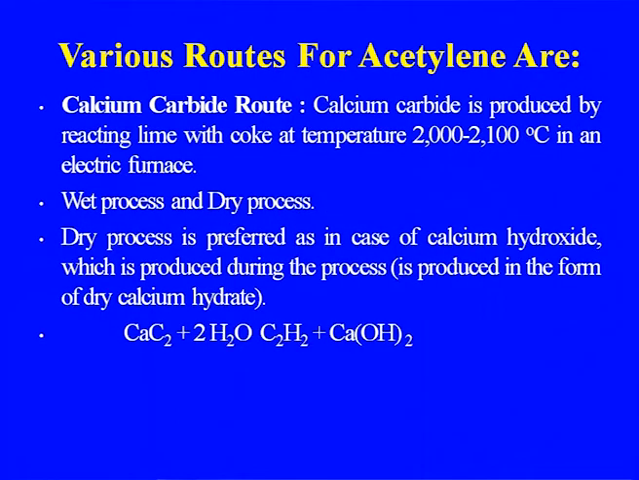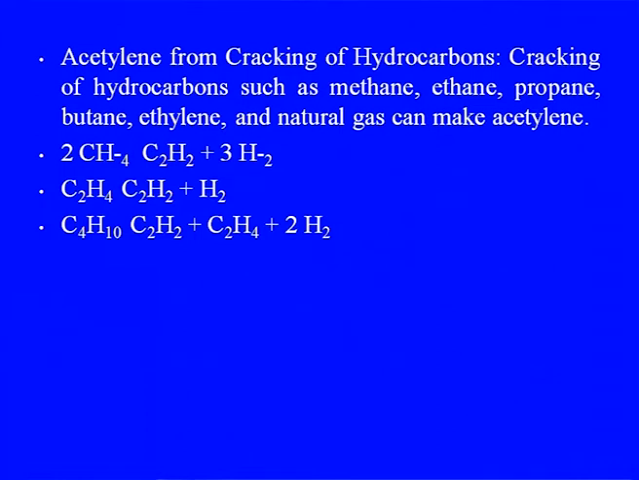These are the two processes we have in the case of calcium carbide, the wet process and the dry process, by which we are making acetylene. Another route is the cracking of hydrocarbons, meaning methane, ethane, propane, because during the cracking of natural gas we also get acetylene, and one of the petrochemical units is recovering the acetylene also. So, this is the reaction that is taking place during the cracking.